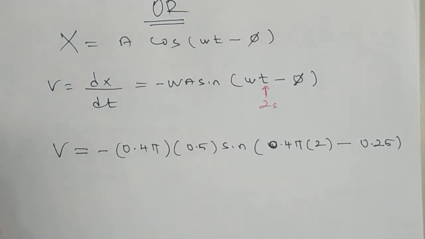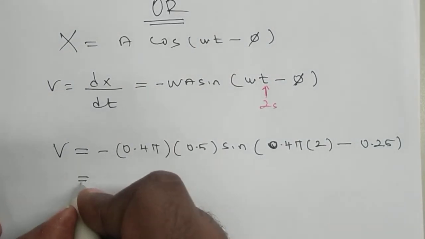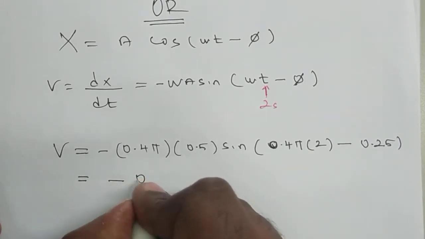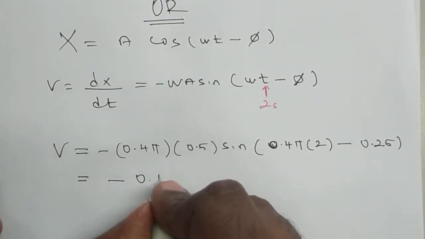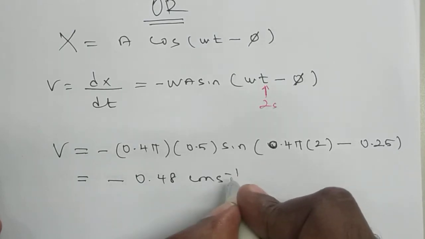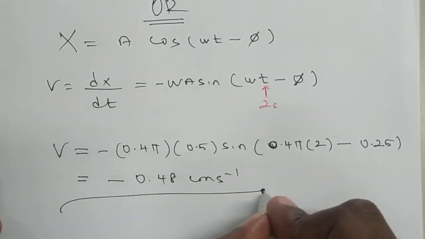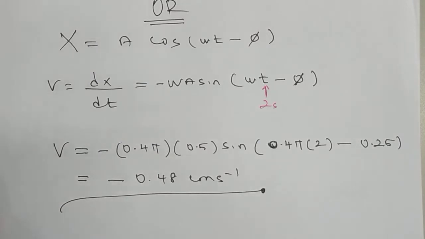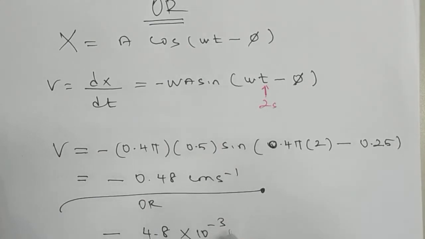So you will get the answer negative 0.48 centimeter per second, or negative 4.8 times 10 to the power of negative 3 meter per second.